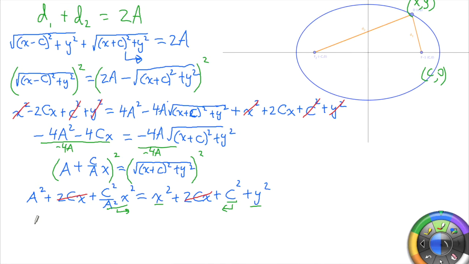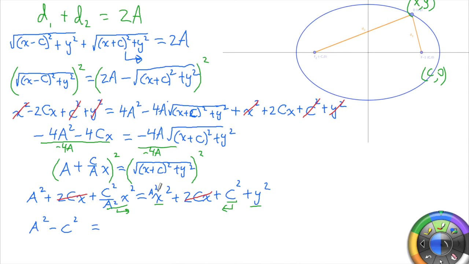All right. So now that leaves me with a squared, moving him over, minus c squared is equal to, combining these as like terms, we're going to get, what's the easiest way to write this? Let's do a common denominator.